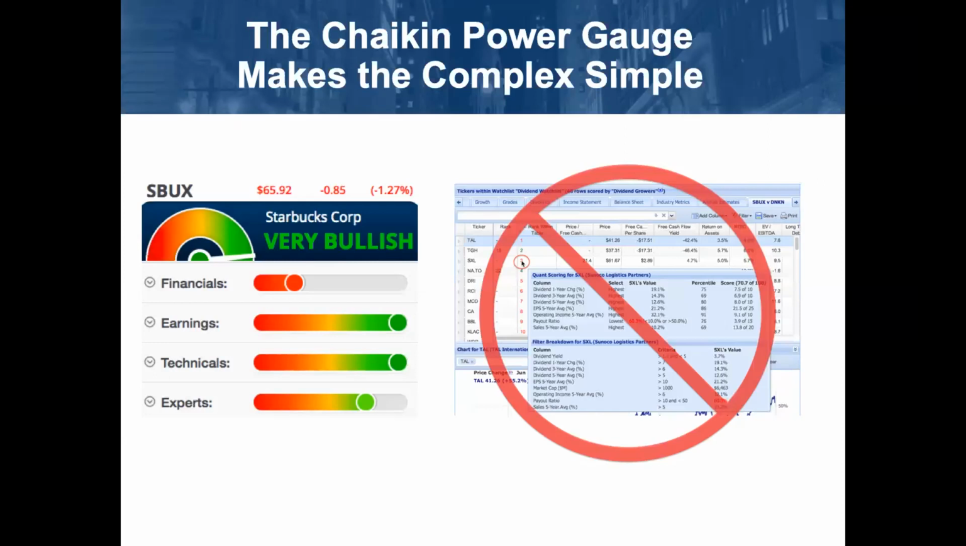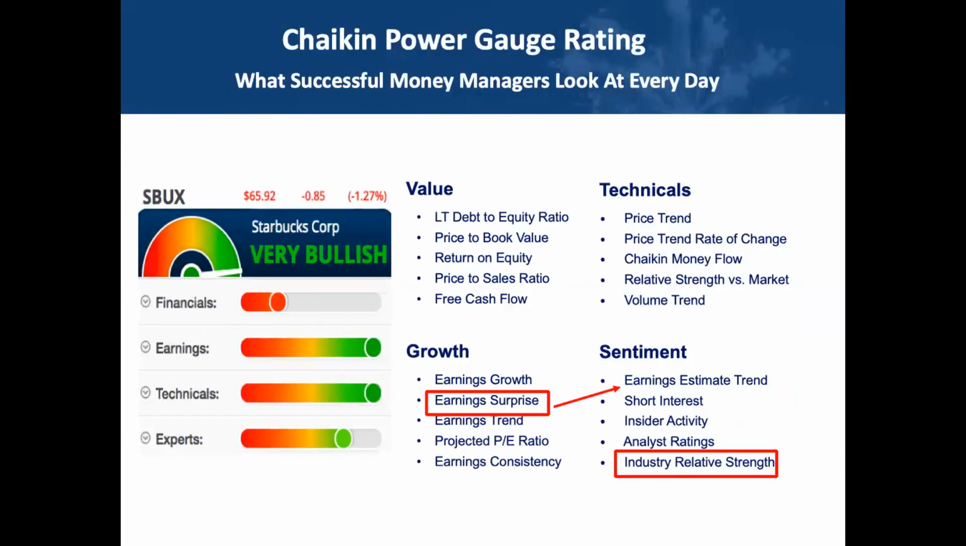And when I did this screenshot a couple of months ago, Starbucks was 65.92 with a very bullish rating. Notice that the financial metrics that we're going to look at on the next slide were actually bearish. It's a weight of the evidence. Doesn't require everything to be bullish. That's the beauty of the Power Gauge rating.